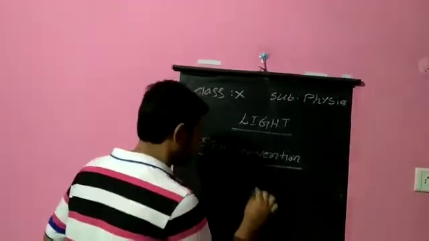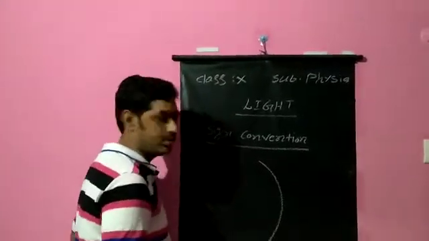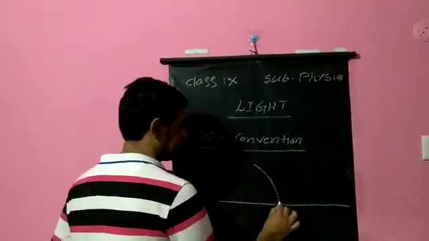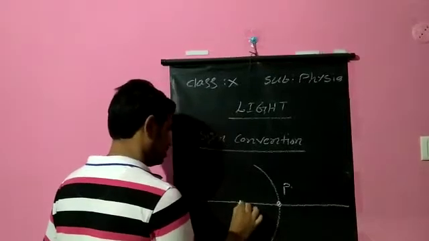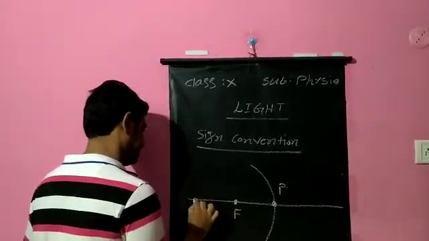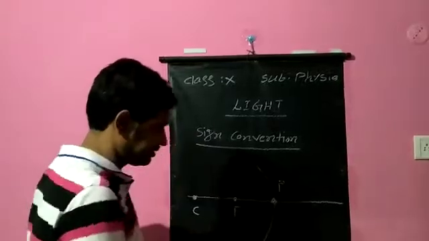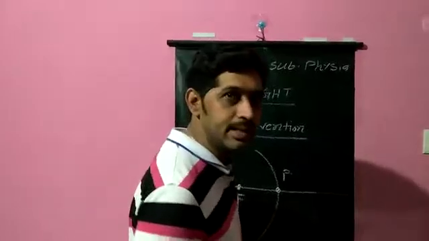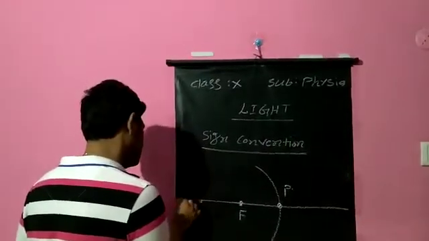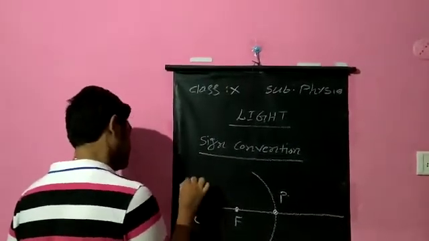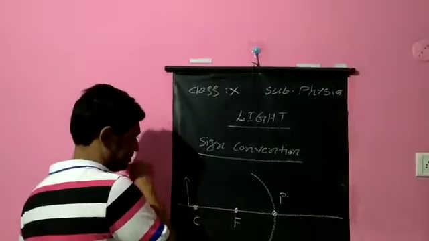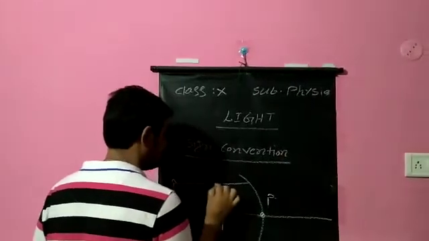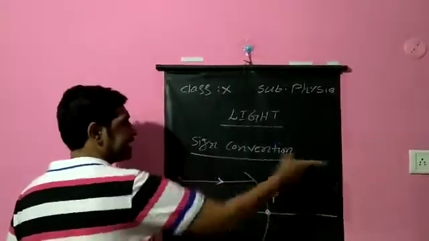For this sign convention, if you see it figure-wise, point-wise, we will discuss the 6 points I told you. Take a concave mirror with the principal axis, pole, focus, and the center of curvature. The object should be placed on the left side of the mirror. So if I place the object here, the light rays will travel towards the mirror, like this. So this becomes the direction of incident light.